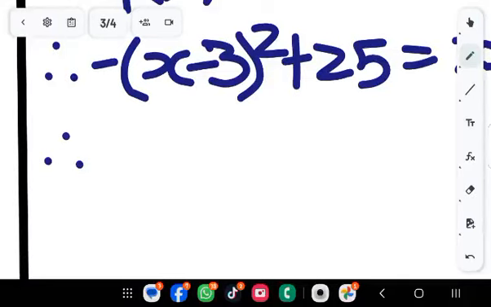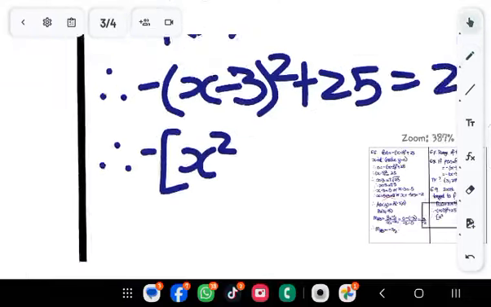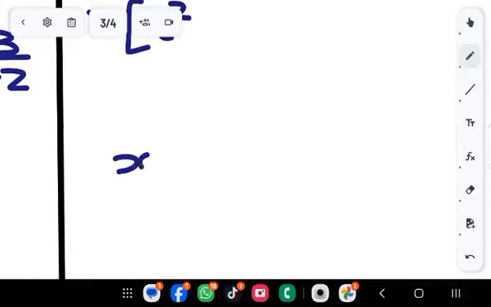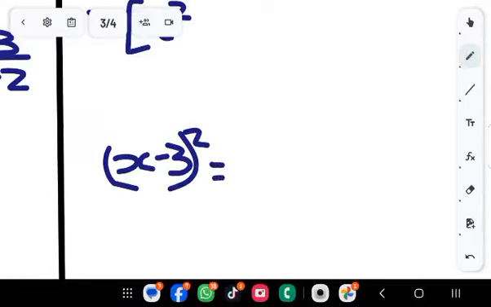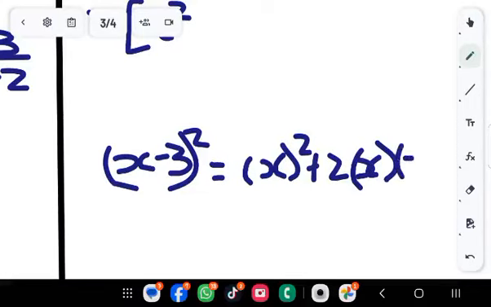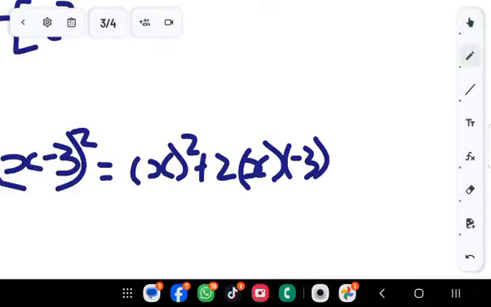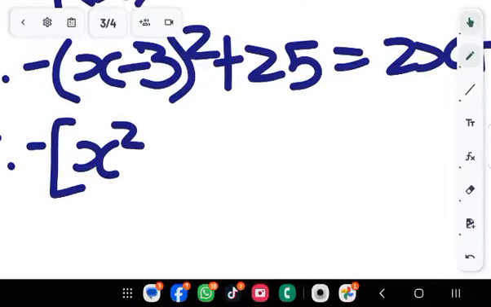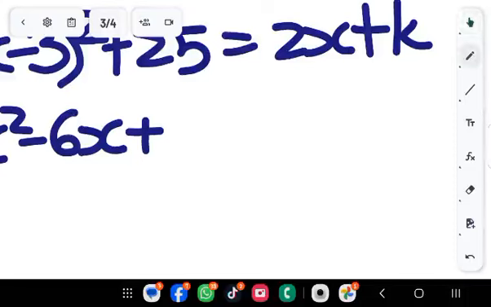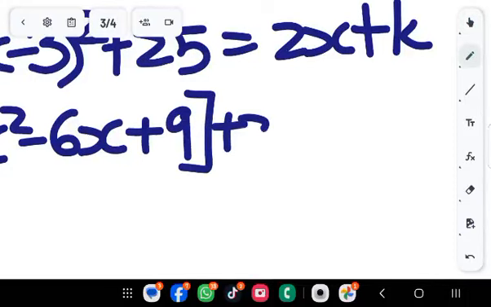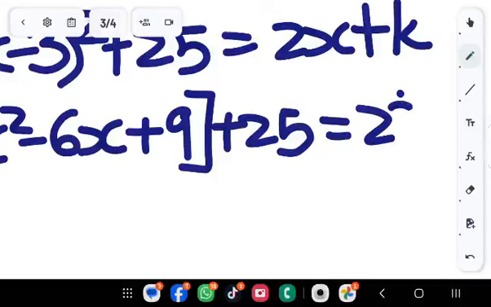Now expand this. If you expand (x minus 3) all squared, let me show you, that will equal the first term squared plus 2 times the product of the terms with their signs, and then the square of the last term. That gives us x squared minus 6x plus 9, plus 25 equals 2x plus k.